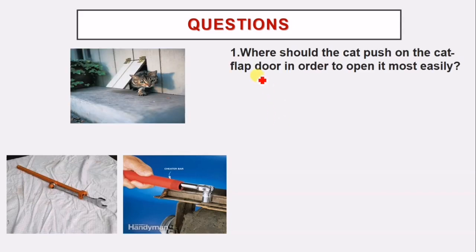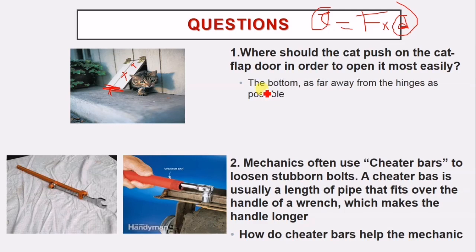Questions. Let's see the first one. Where should the cat push on the cat flap door in order to open it most easily? Where do you think? Here, in the middle of the flap door, or here near the hinges, or here at the farthest point from the hinges? For sure, here, because the longer the distance from the hinges, the more torque, the more turning effect the force exerted by the cat will cause. Okay, so torque is force times distance times sine theta. So in case this distance is longer, the lever arm is longer, so the torque will be more. So the answer: the bottom, as far from the hinges as possible, because it will be much easier.